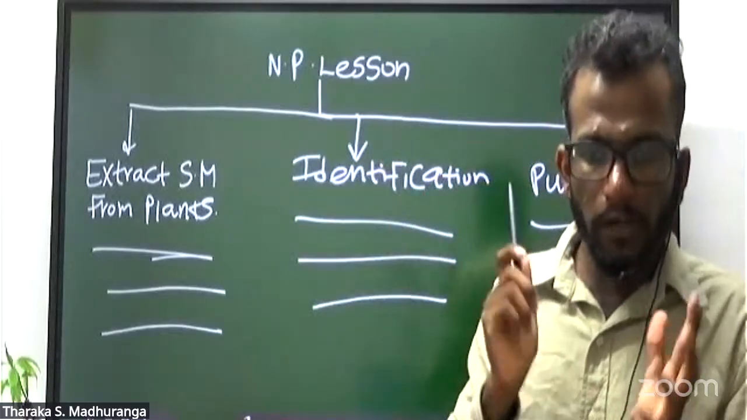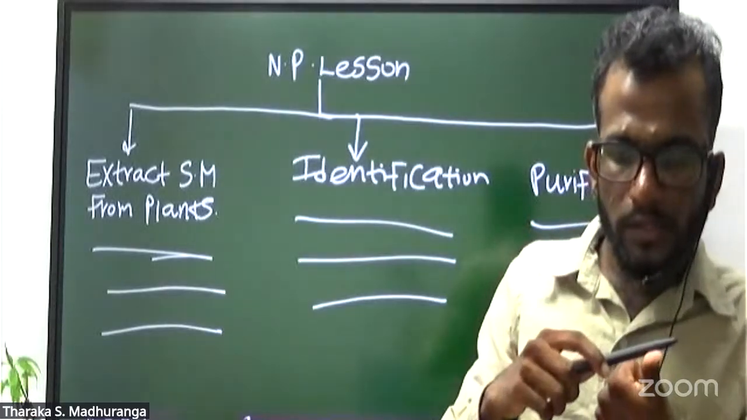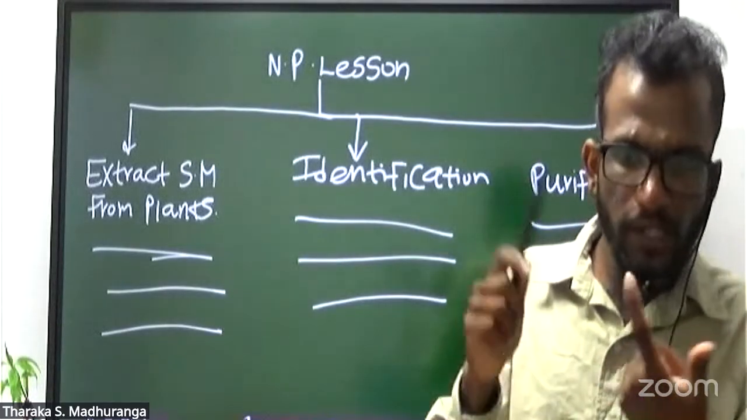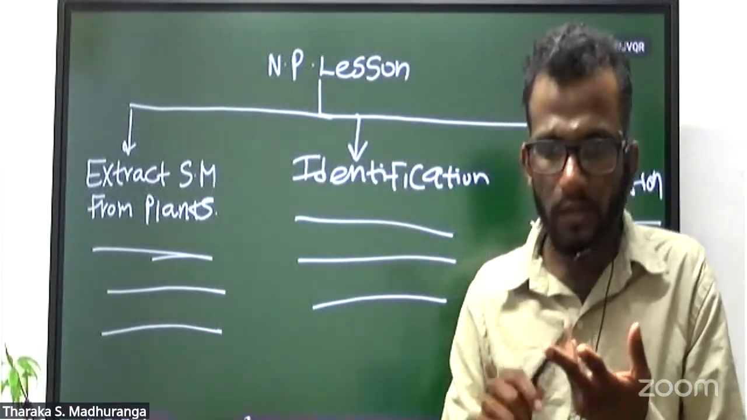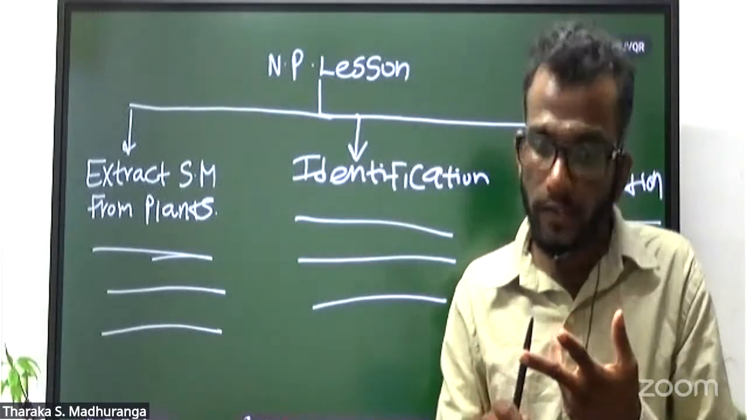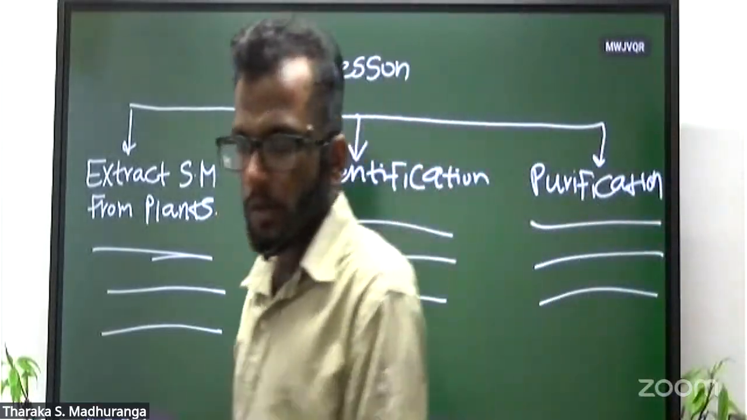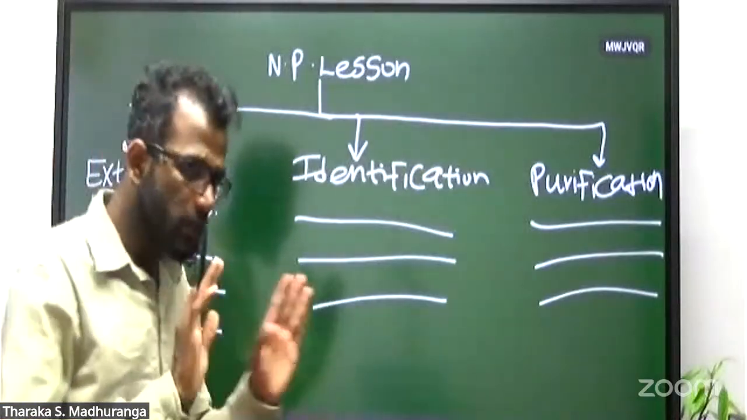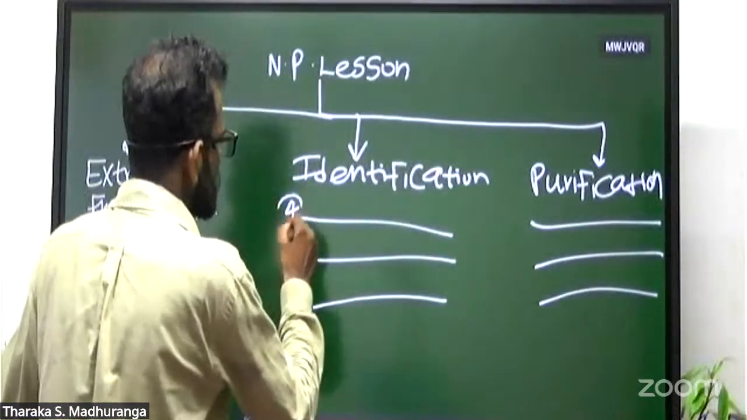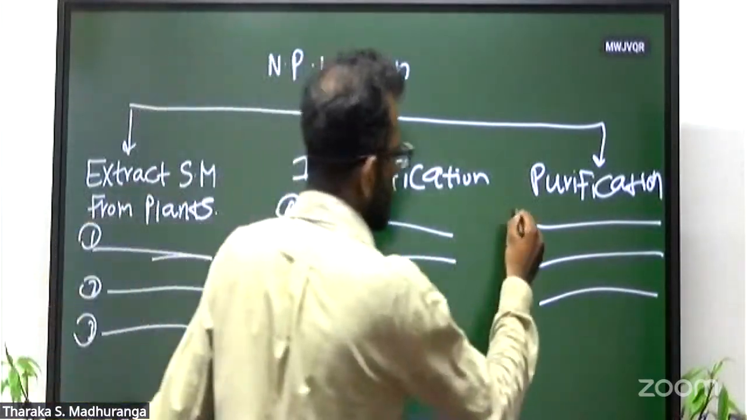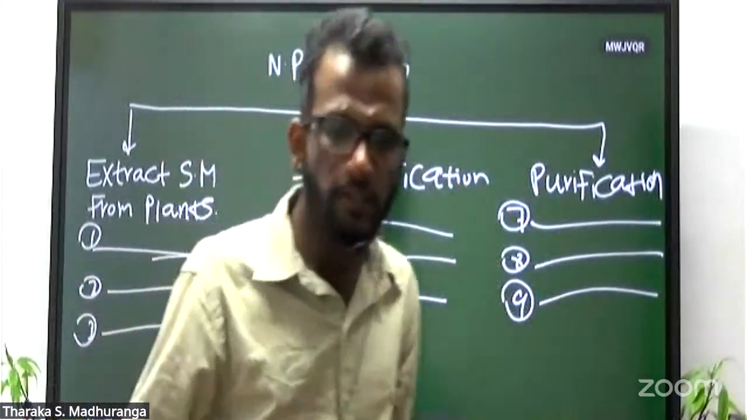For the purification part we discussed recrystallization, deposition, and the final one, distillation. Distillation we use for both extraction and purification. Okay, I got the summary of this lesson. If you complete these 1, 2, 3, 4, 5, 6, 7, 8, 9, this nine process, this lesson is complete.